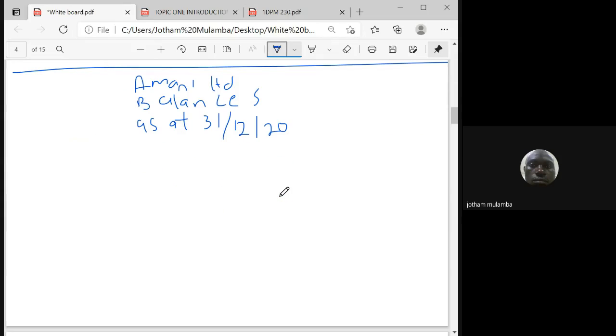So the first thing we are concerned with is assets. Assets are classified into two. Who can remind us of the two classifications of assets? Fixed and current. Yes, thank you. We have fixed assets and current assets. So we'll start off with the fixed assets. We'll record here fixed assets.